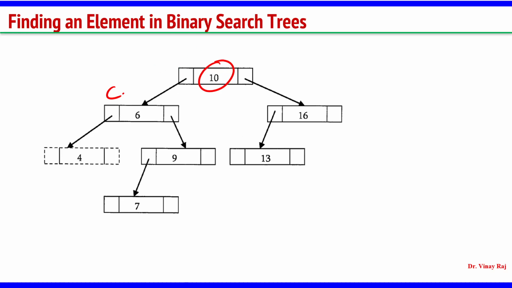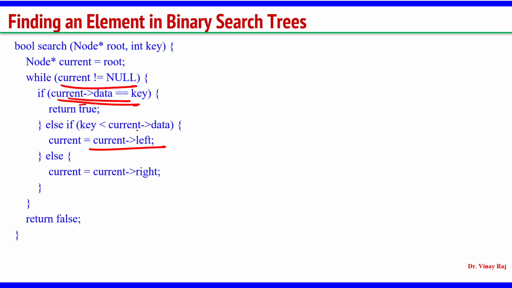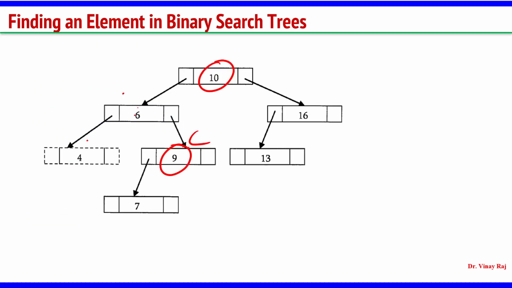Again go. Is current null? No. Is the key which I am finding less than current? No. Is it greater than current? Yes. Make this my current. Again check, is the key equal to current data? Yes. Then return true. So, we found the element. Simple logic. That is why binary search tree searching is very, very simple.